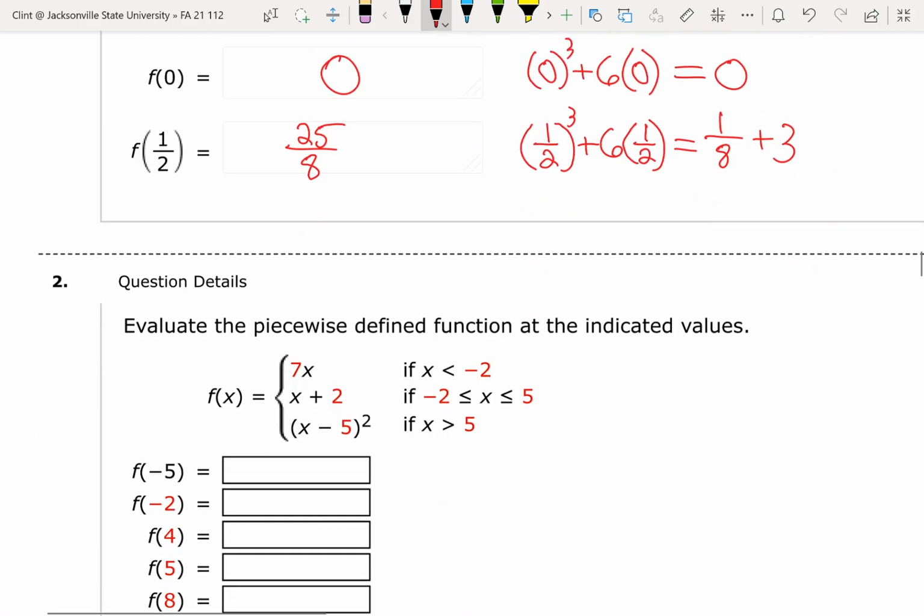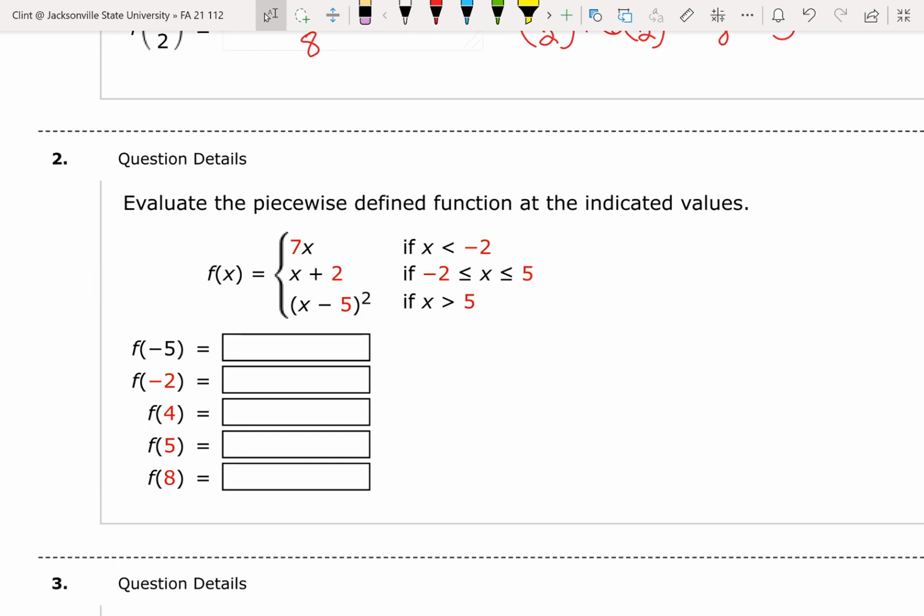Number 2, a piecewise function. I'm going to call these pieces 1, 2, 3, so I can just tell you which one I'm plugging into. You do that based on the x value that you're using. So for f of -5, -5 is less than -2. I'm going to use piece 1, 1 times -5, and so on.